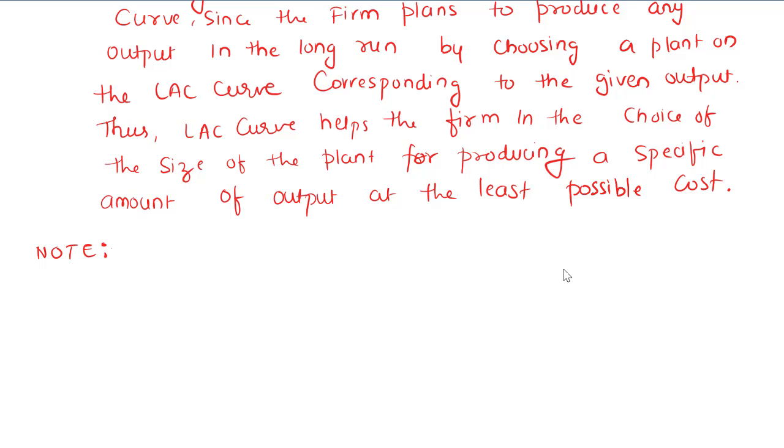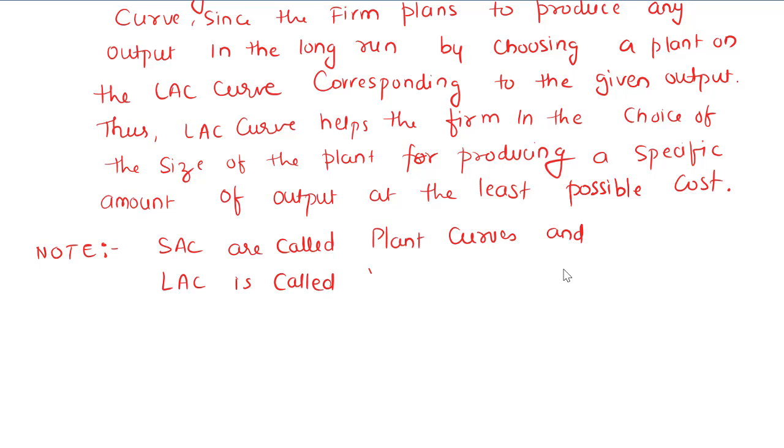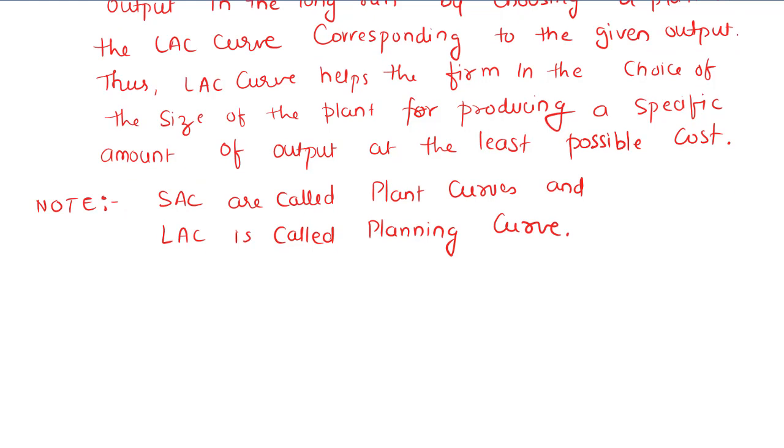Write a note over here that SAC, that is a short term average cost curve, are called plant curves and LAC curve is called planning curve. I believe all of you understood till here.